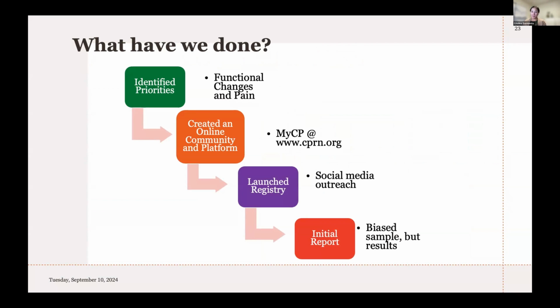And so what have we done so far? Starting with Research CP that we talked about already, we identified priorities of functional changes and pain, and created that online community and platform that Paul talked with us about, so MyCP. We launched the registry and had a social media outreach, and we published an initial report of the findings, which gave us some really interesting results, but had a biased sample, which we'll talk a little bit more about.